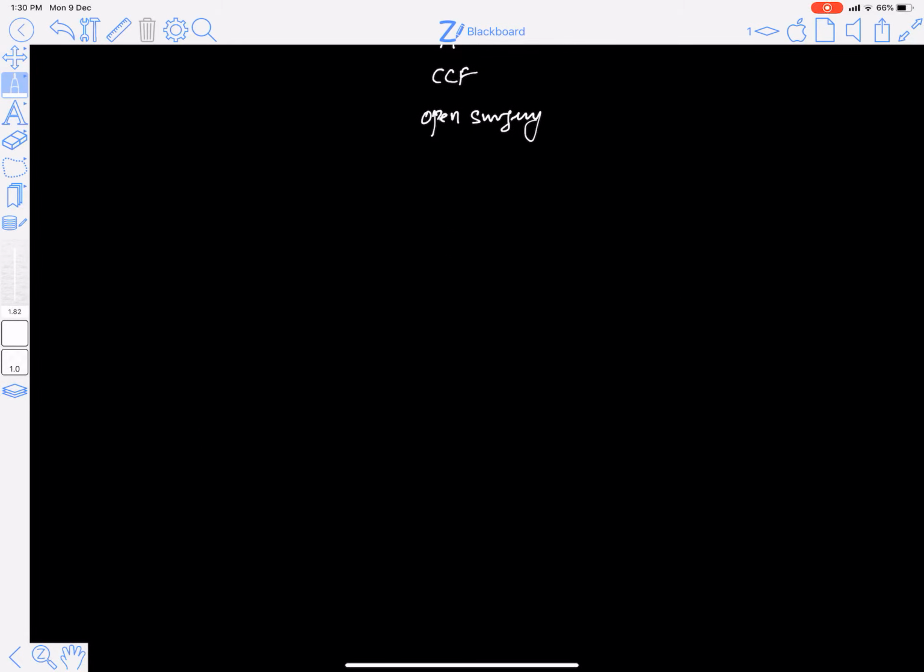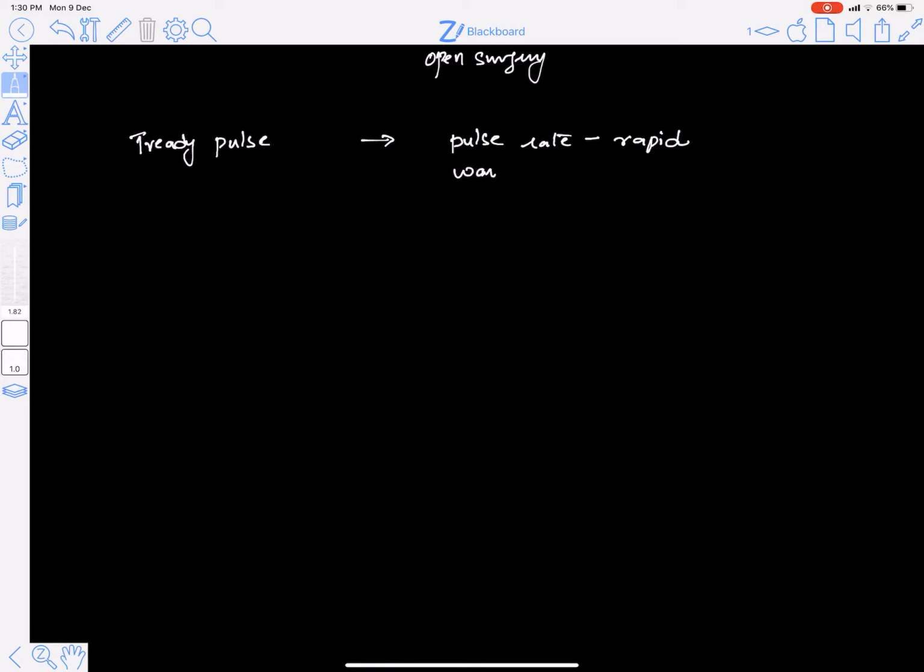Okay, so the next is thready pulse, in which the pulse rate is rapid, and if you observe, the waves are regularly small in size, and it disappears quickly. Okay, so it is most commonly seen in the case of cardiogenic shock.